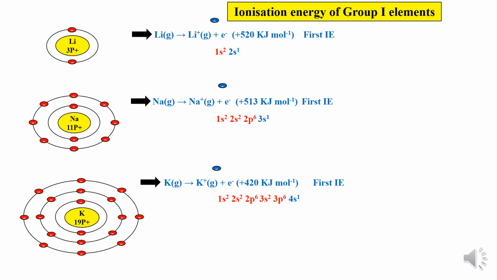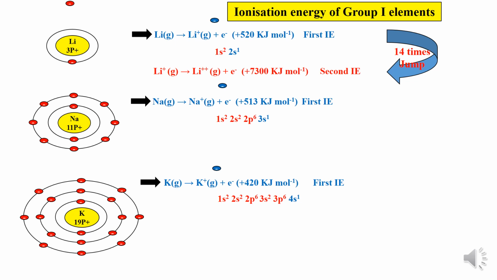So let's see what happens when you remove the core electrons from the lithium atom. This will be the second ionization energy. First ionization energy is the energy required to remove the first electron, and second ionization energy will be the ionization energy required to remove the second electron, so on and so forth. You can see that the energy required to remove the core electron is 7,300 kilojoules per mole of energy. You can see a jump, 14 times jump in the ionization energy.